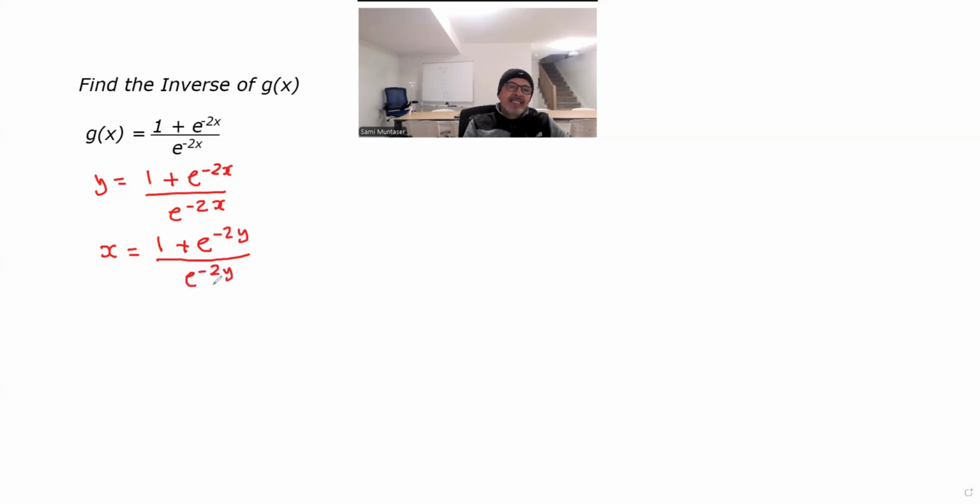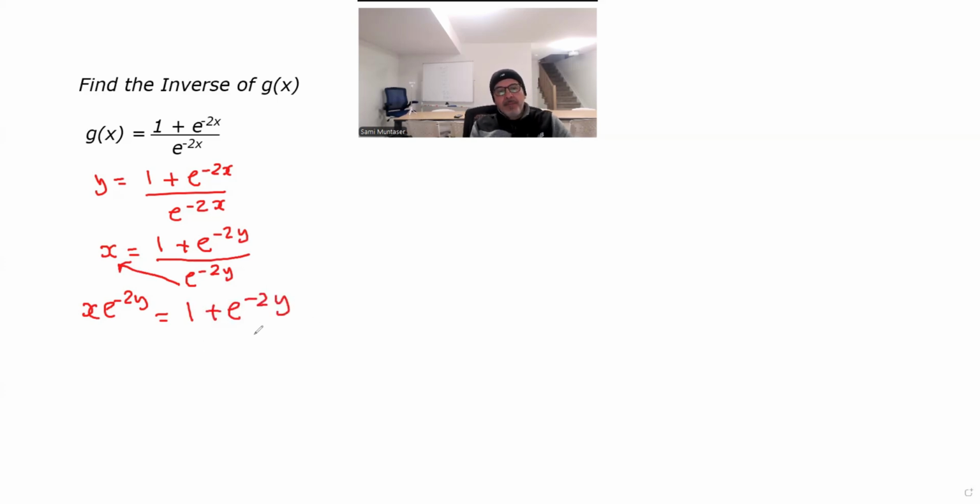Now, the dilemma is when you have two y's, and not only having two y's, both of them are exponents. So what we need to do next is definitely cross multiply the e to the negative 2y to the x. So we'll end up with x e to the negative 2y equals 1 plus e to the negative 2y.